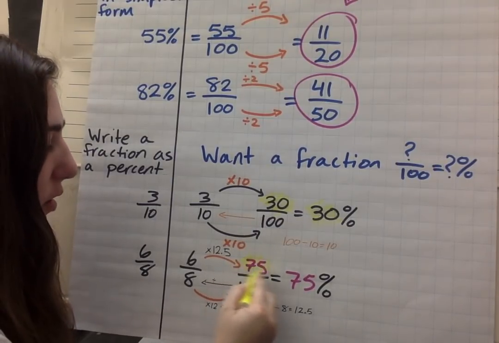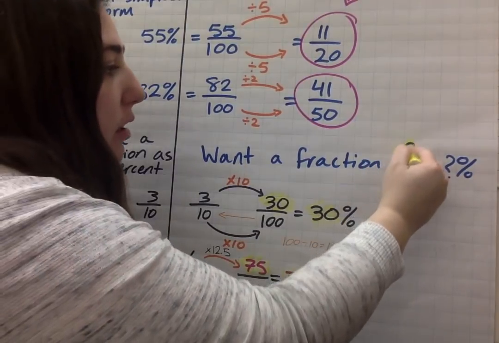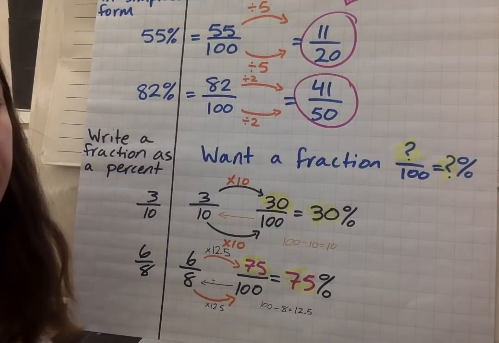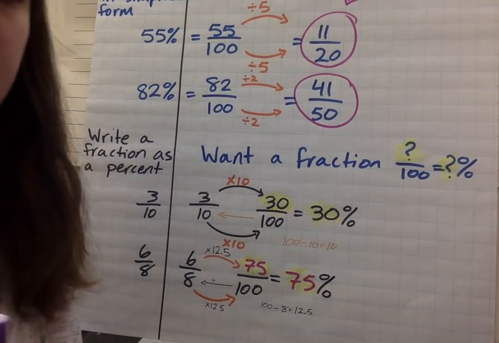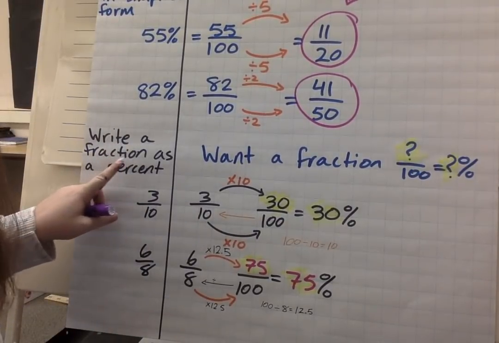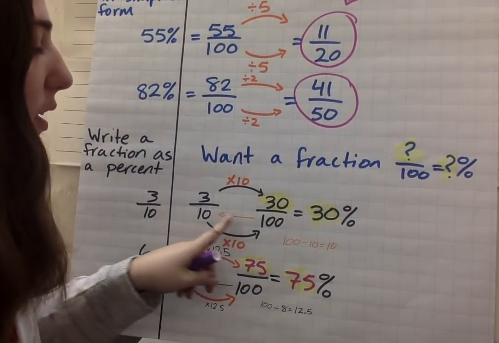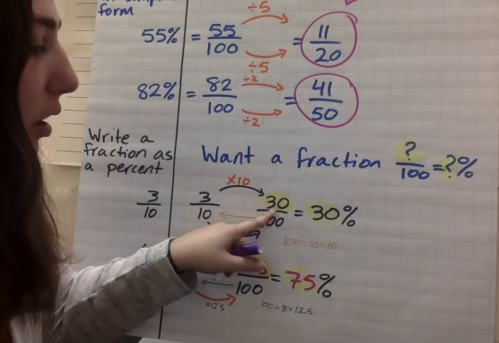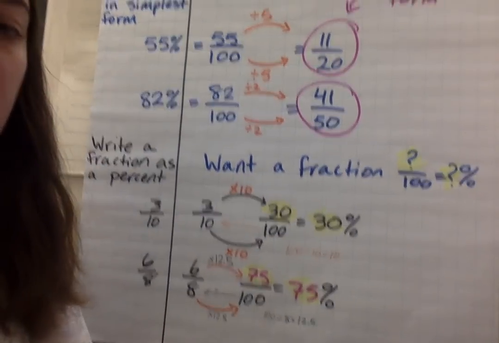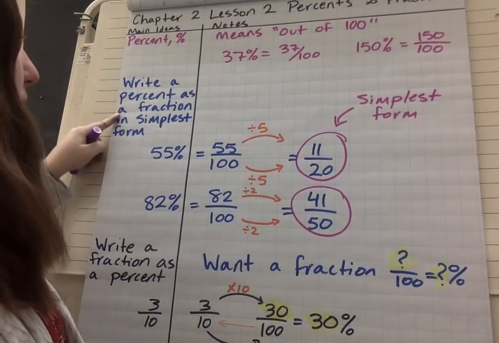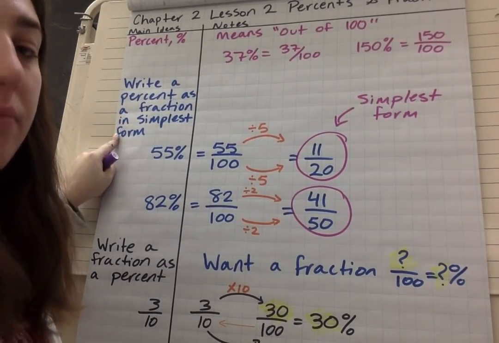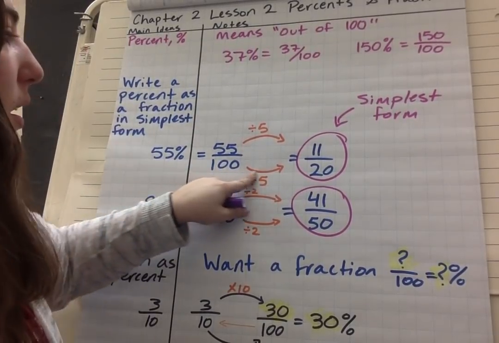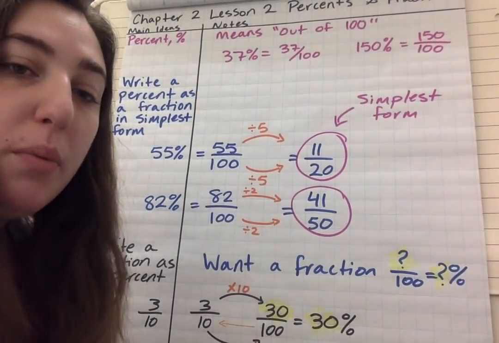I'm just going to highlight this. I'm going to highlight this too. Okay, so that's kind of what we're doing today. You're writing fractions as percents. All you need to do is get the fraction to be something out of 100 and then write this number as a percent. Okay? And over here, what we did was write a percent as a fraction in simplest form. So all you have to do is write your percent out of 100, because again, that's what it means, and then simplify. Okay? We'll be doing practice in class.